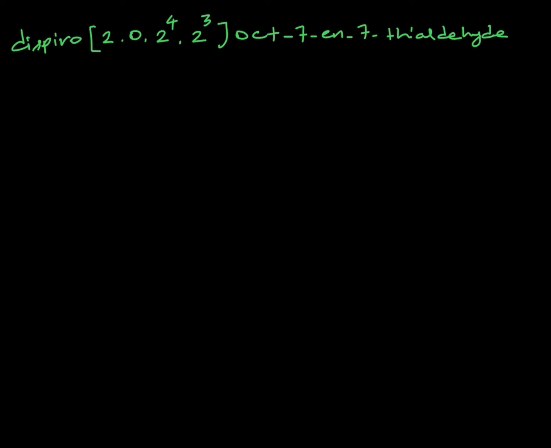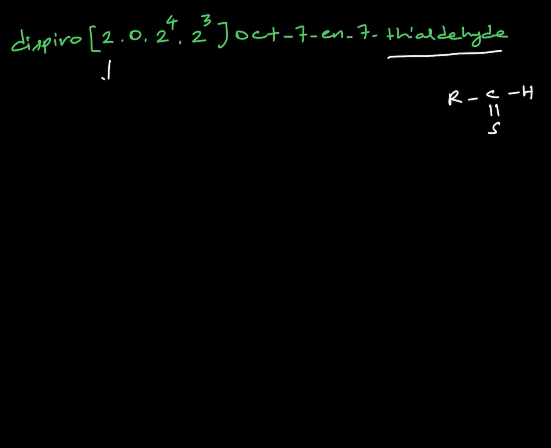We have a dispiro molecule and our secondary suffix is thialdehyde, which means we have a functional group like this. Instead of aldehyde, C double bond OH, now we have a thialdehyde. Okay, so let's write down the structure.